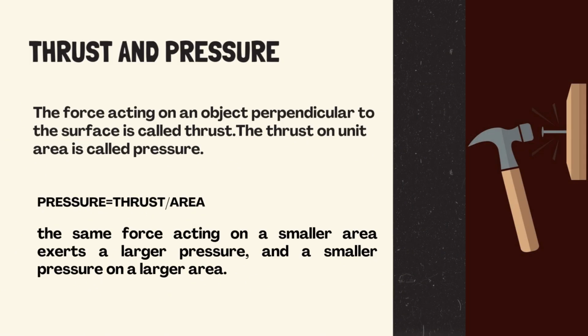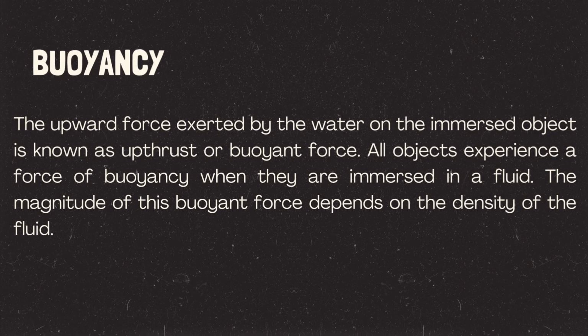Thrust and pressure. Thrust means the force acting on an object perpendicular to the surface. When we consider a hammer and a nail, when we hit the nail using the hammer, the perpendicular force acting on the nail is called thrust. The thrust on unit area is called pressure. Buoyancy is the upward force exerted by the water on the immersed object. Its magnitude depends on the density of that fluid.